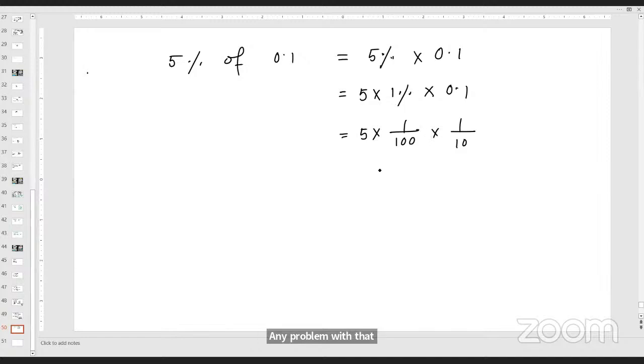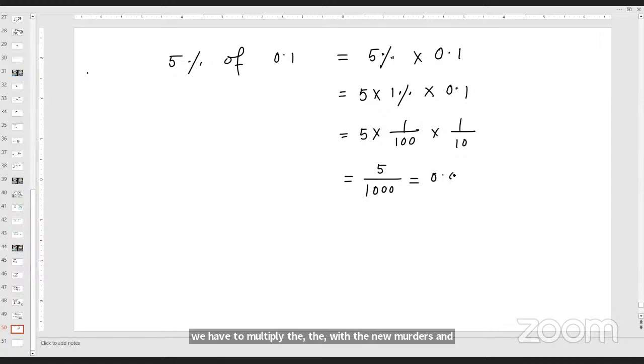Now we have to multiply these integers over with the numerators, and the denominators will be multiplied, and we're going to get actually 1000, and so the answer is 0.005.